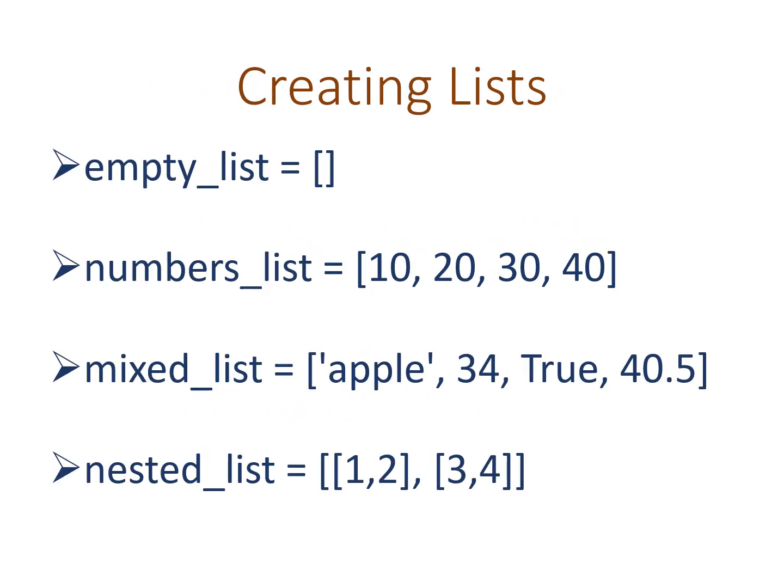Next, how to create a list. A list can be created in many ways. First one, an empty list. In this, we do not insert any element into our list. Next one, numbers list. In this one, we can add only numbers in our list. Next, mixed list. In this mixed list, we can add any type of data in our list.